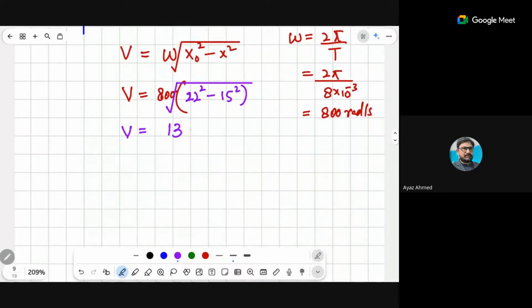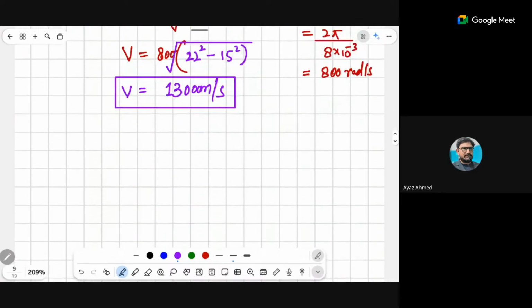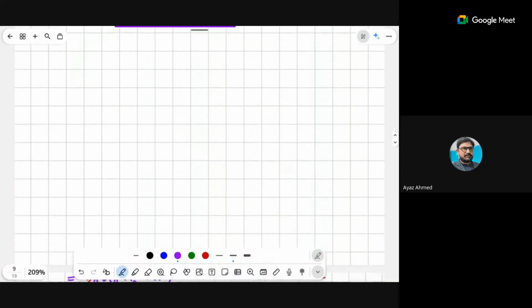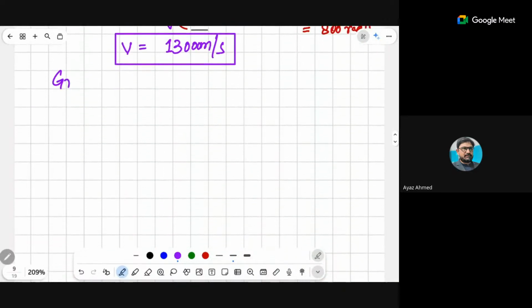So it is about 13,000 meters per second. Oh my God, what a huge speed. So this is how you can calculate the speed. But the major issue is not this one. The major issue is the graph.